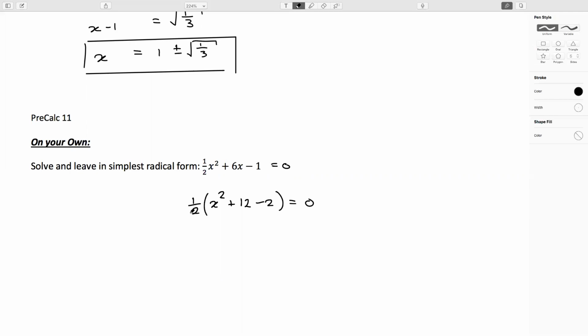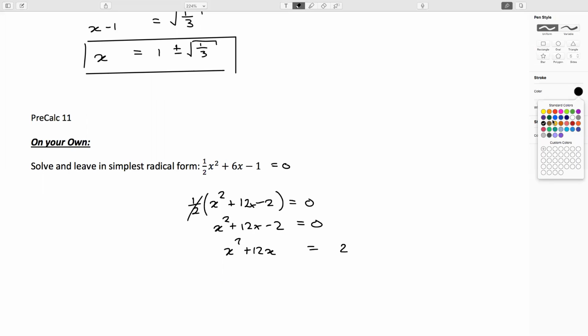And our 1/2, we can divide it away and get rid of it. So we'll be left with x squared plus 12x minus 2 equals 0. We can now move the 2 over, add it to both sides. X squared plus 12x equals 2.